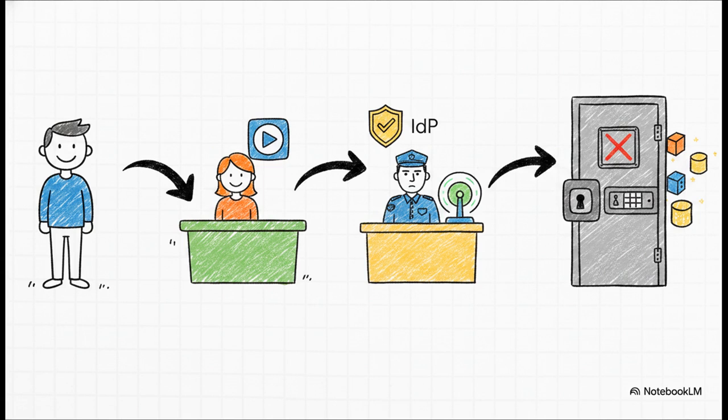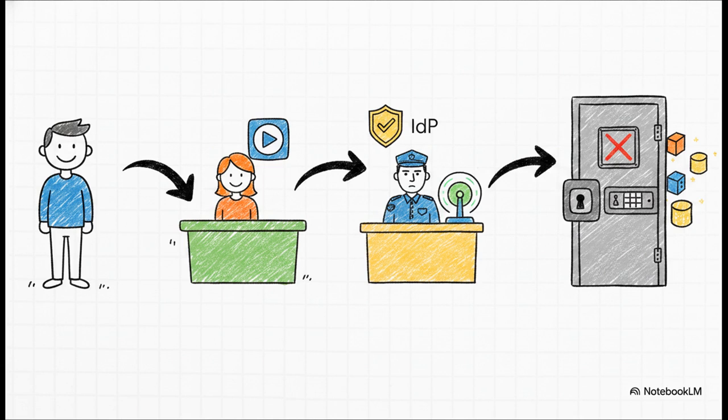First up, we have the user. Let's call our user Jenny. She is the visitor trying to get into the building to access her own files. Next is the client. The client is essentially the lobby of the building. This is the web page or the mobile app Jenny is actively interacting with, like the Acme storefront. Third, we have the identity provider, or IDP. Think of the IDP as the heavily armed security guard, meticulously checking IDs at the front desk. The lobby itself doesn't check your ID, the security guard does. And finally, the resource server.